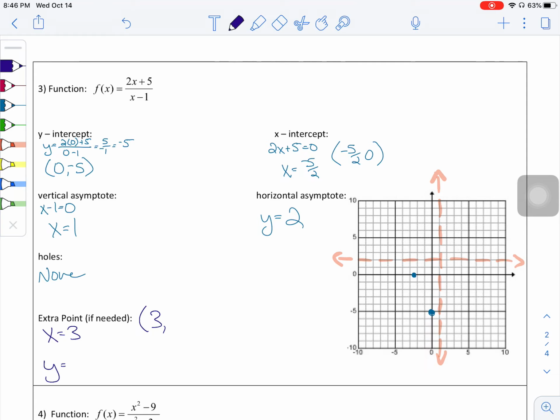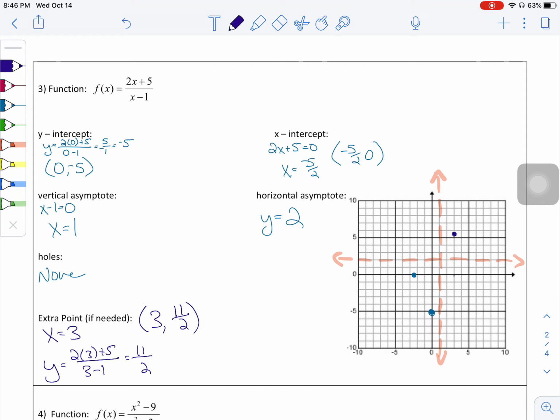We got to figure out what y is equal to. So 2 times 3 plus 5 over 3 minus 1. So 6 plus 5 is 11. 3 minus 1 is 2, so 11 over 2, which is 5.5. So what that tells me is I'm going to be in this upper right quadrant. So I'm going to go to positive 1, 2, 3, and then 5.5 is way up here.